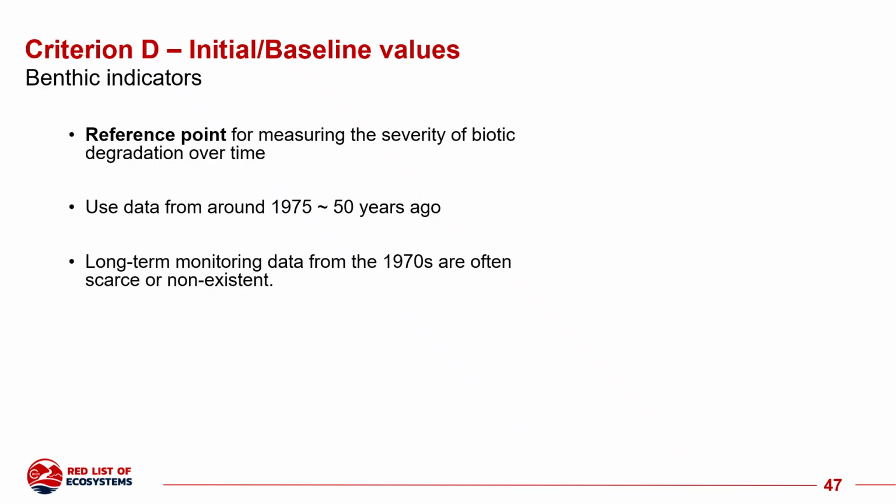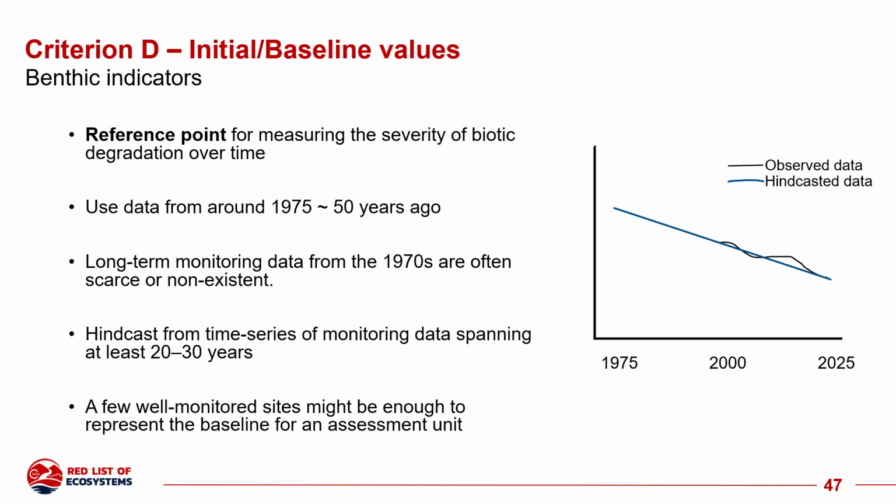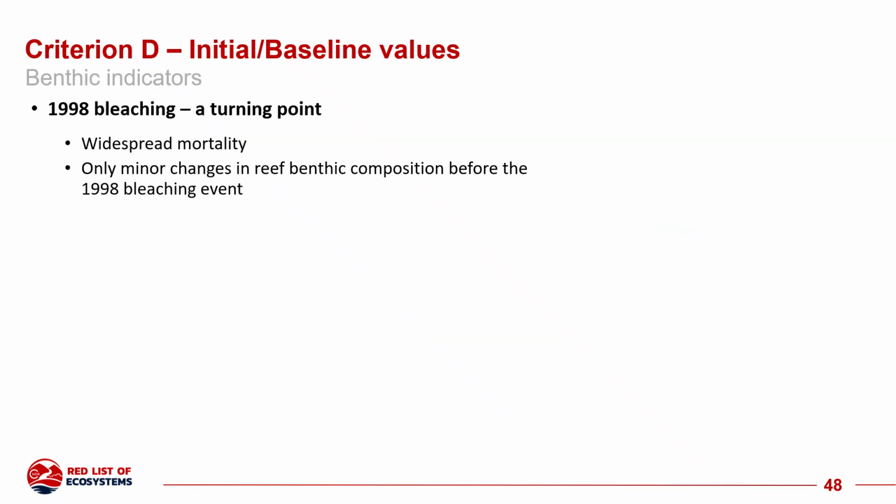So the Western Indian Ocean team explored 2 alternative approaches. If you have a good time series of monitoring data spanning at least 20-30 years, you can use statistical methods to hindcast and estimate conditions around 1975. You don't need to have 50 years of data for every site. A few well-monitored sites might be enough to represent the baseline for an assessment unit. In the Western Indian Ocean, there weren't enough reef sites with sufficient time series data for hindcasting. So instead, the team had to consider another way to estimate indicator values for the 1970s.